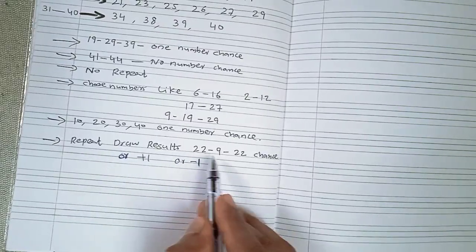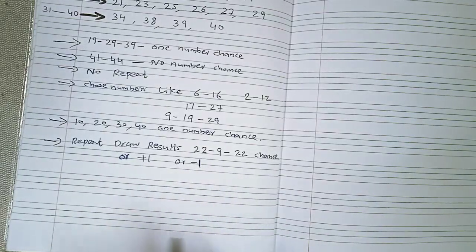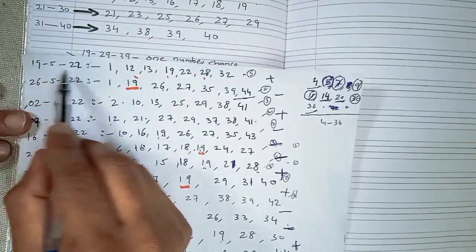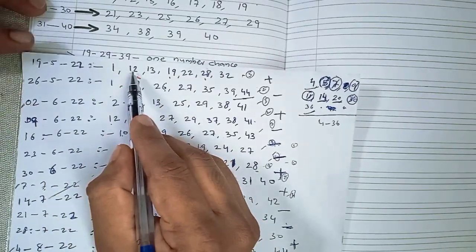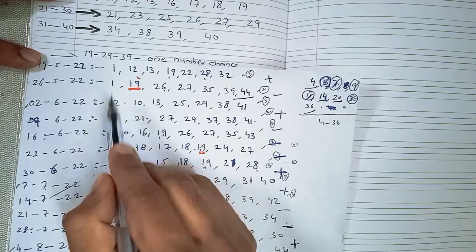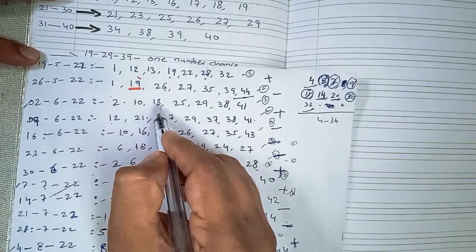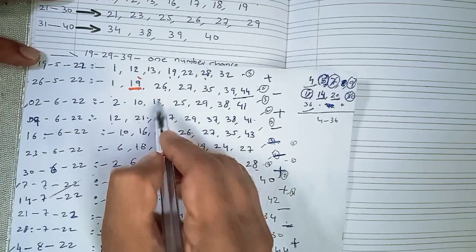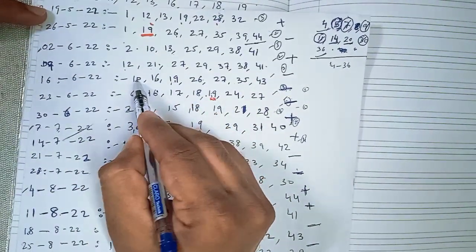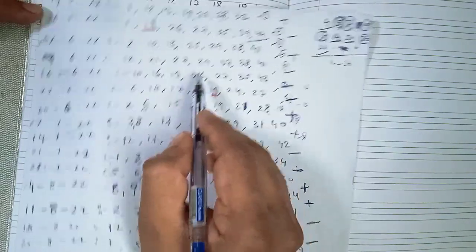Repeat draw result: 22, 9, 22 chance, or plus 1 or minus 1. How do I explain? This is the first draw result. Here you check 1 plus 1 is 2. After one draw, 1 plus 1 is 2, 13 repeat. And next 10 repeat after one draw, 25 plus 1 is 26.